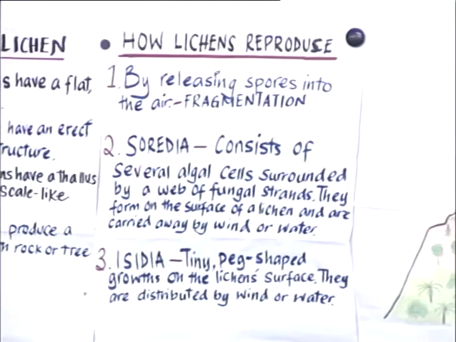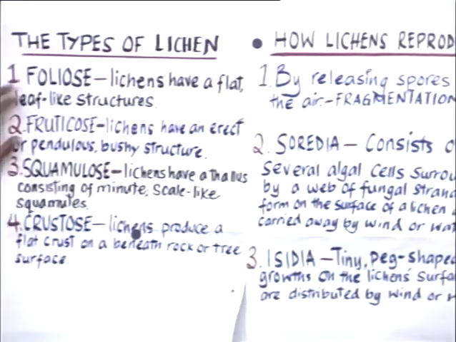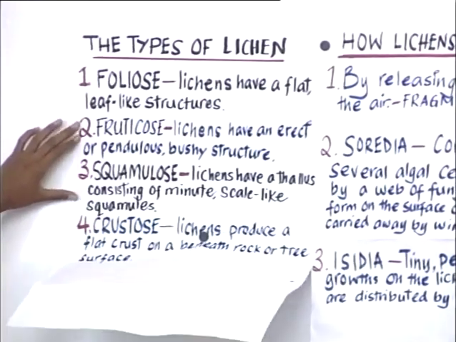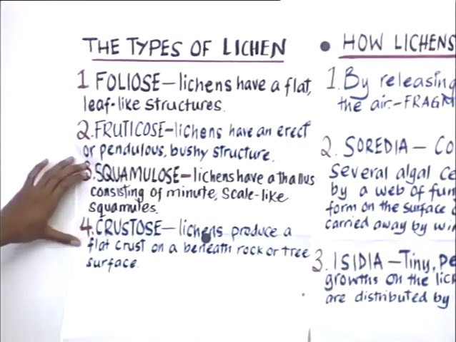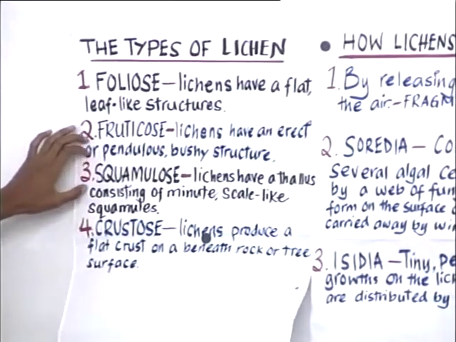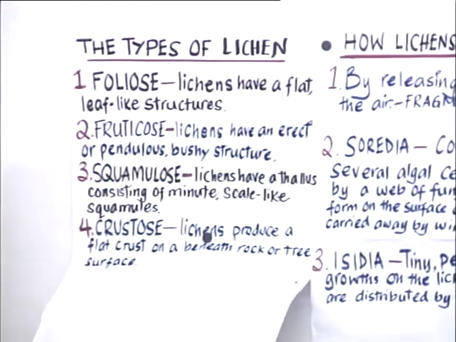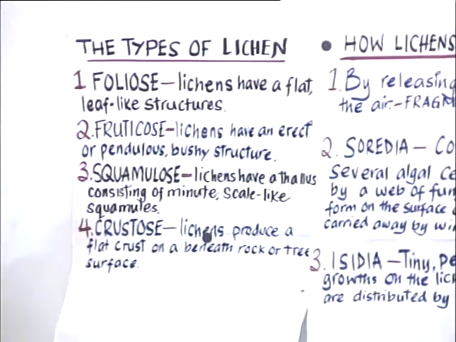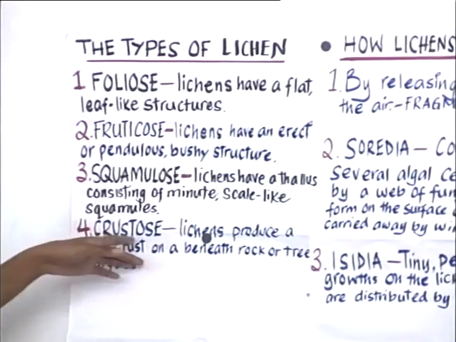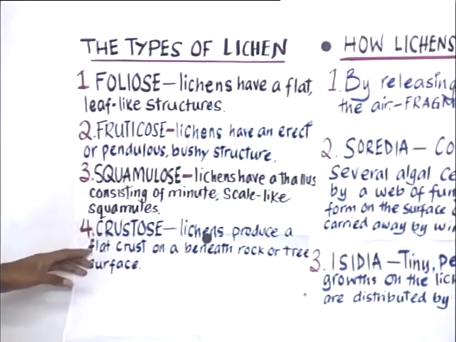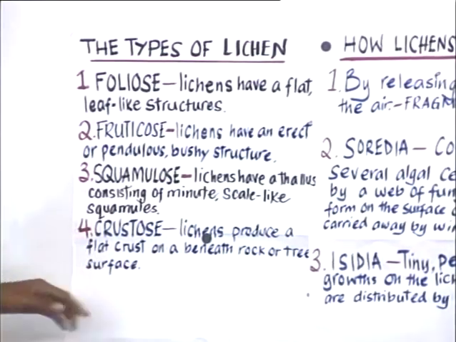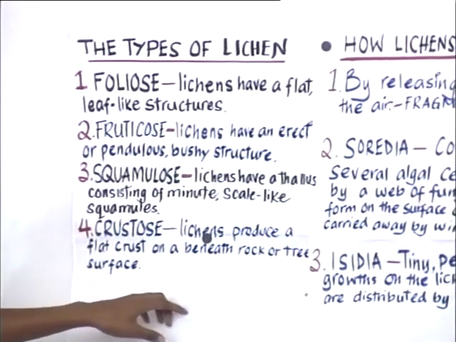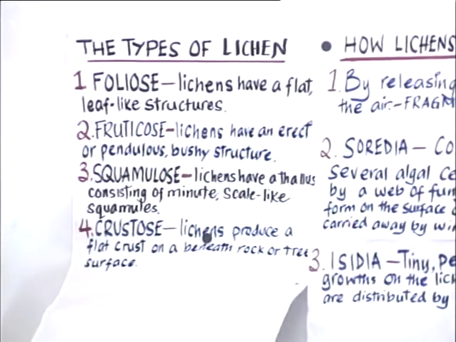I'll just go through the types of lichens. As I said, the foliose is a leaf-like structure. The fruticose lichens have an erect or pendulous bushy structure. The squamulose lichens have a thallus, a body consisting of scale-like squamules. And the crustose lichens produce a flat crust on a rock or tree surface beneath.